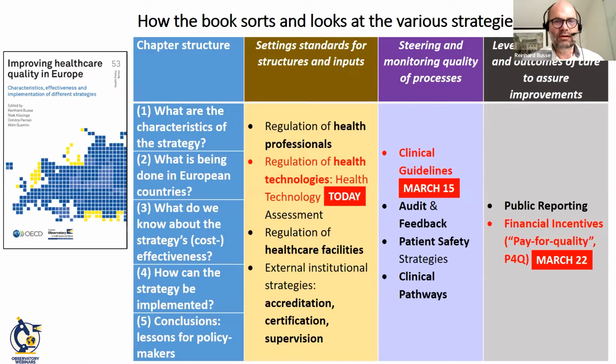And besides health technologies, because when we look at quality services, we have the technology, be it a drug or a medical device, but we also have the people who provide it, the health professionals. We have an institution in which it is provided. In the institution, we can say it's both the building, the physical structures, but also the work of the professionals inside it. And so we have these 4 strategies. In all of these chapters, we looked at the characteristics of the strategies, what is being done in European countries, what we know about the effectiveness and the cost effectiveness, how the strategy can be implemented, and conclusions for policymakers.